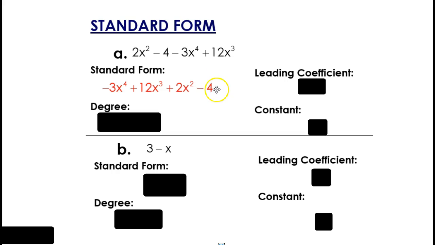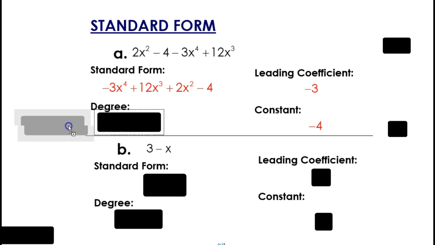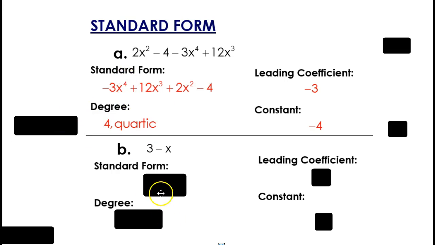Now, once it's in standard form, the leading coefficient is the number at the front. It keeps the sign. So our leading coefficient would be negative 3. The constant term is at the end. It does not have a variable attached to it. It's just the number itself, and it keeps its sign. So this would be negative 4. And then the degree is the largest exponent. So here the degree is going to be 4 because 4 is the largest exponent. Because it has a degree of 4, we would call it a quartic function, Q-U-A-R-T-I-C.